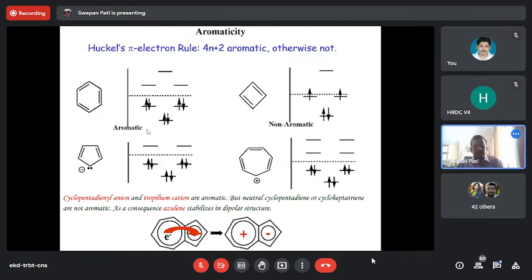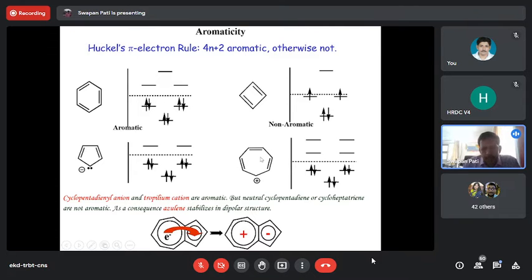All right. Now let me tell you about this. Everybody knows Huckel's pi electron rule. 4n plus 2 is aromatic. Otherwise, it is not. For example, benzene, which is aromatic, has 6 electrons, 4n plus 2, so n is 1. Or a 5-membered ring with a minus sign, this gives an extra electron. So you have these 6 electrons.